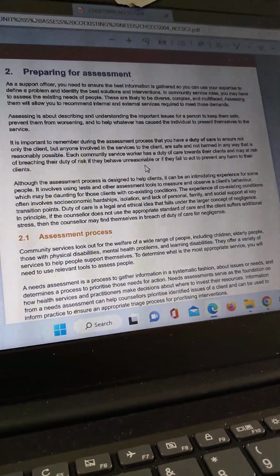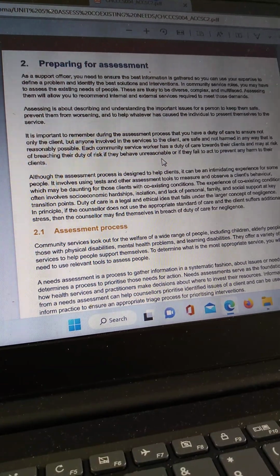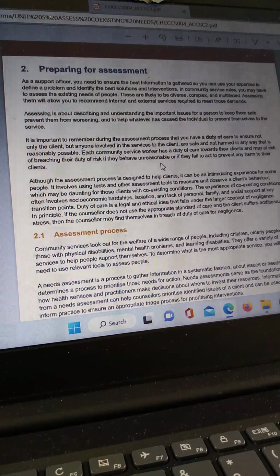Duty of care is a legal and ethical idea that falls under the larger concept of negligence. In principle, if the counsellor does not use the appropriate standard of care and the client suffers additional stress, then the counsellor may find themselves in breach of duty of care for negligence. Assessment process.